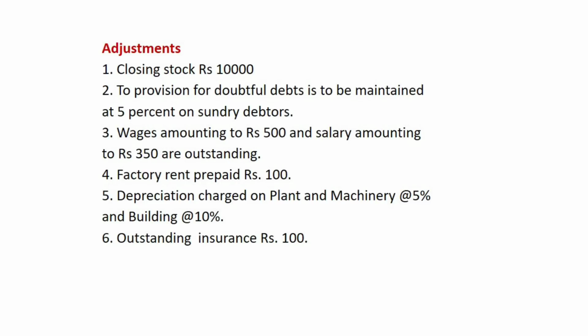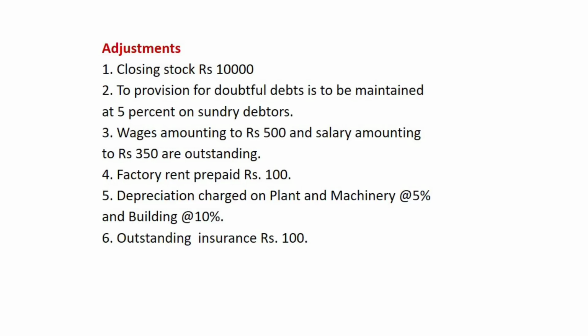On 9,600 we have to calculate 5%. Second adjustment, wages amounting to rupees 500 and salary amounting to rupees 350 are outstanding. These two expenses are outstanding. Outstanding means not yet paid. Third one, factory rent prepaid. Already the rent is prepaid.